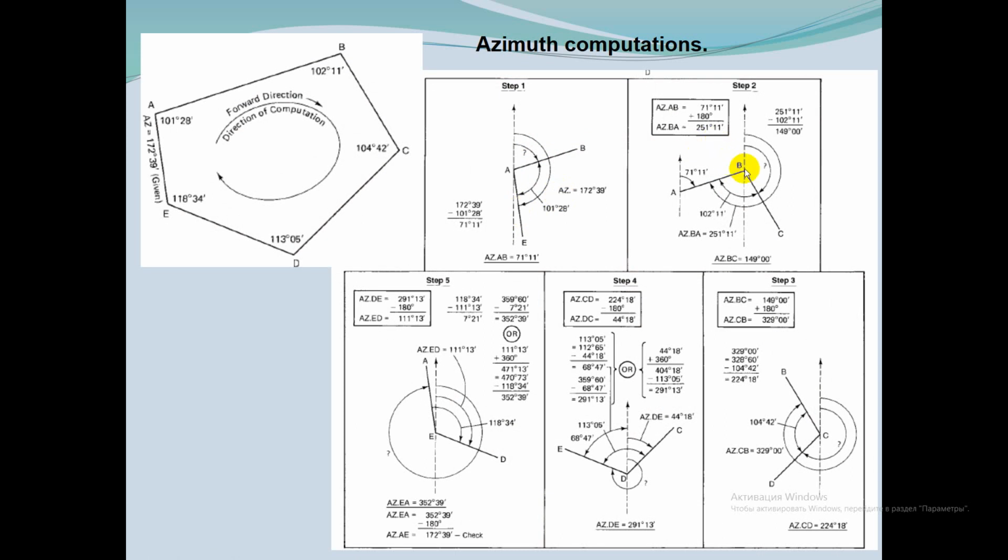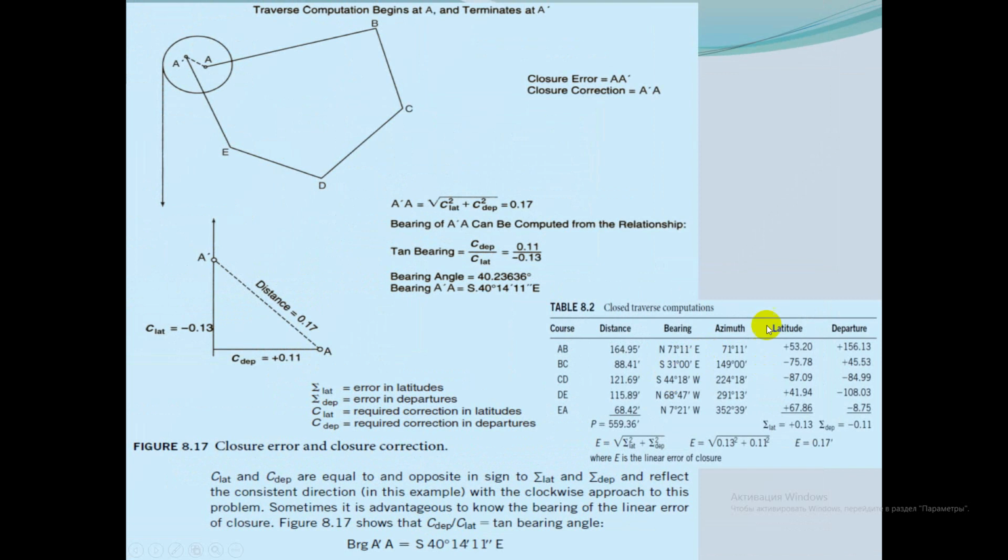Step 2, BC. Here azimuth AB plus 180 will be azimuth BA, and then azimuth BA minus interior angle B will be azimuth BC, etc. All this information you can put in this table, and this is a typical format for a closed traverse computation.